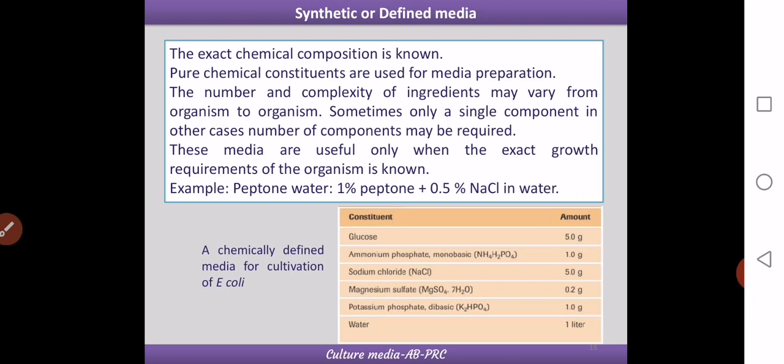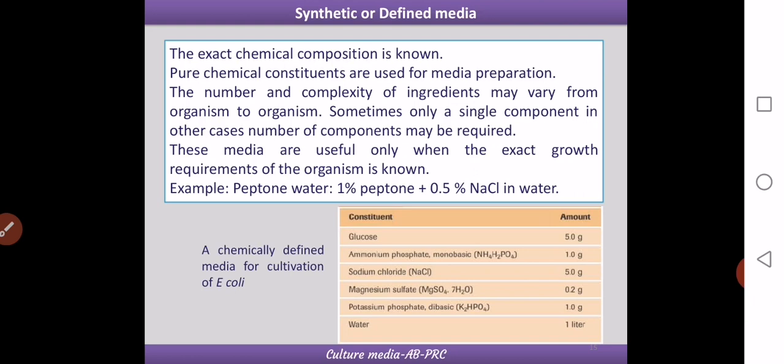You can see an example, peptone water is a very widely used example for cultivation of various organisms. The second example is provided for the cultivation of E. coli. You can see glucose is provided. It's simply a carbon source and could also be an energy source. Then ammonium phosphate, sodium chloride, magnesium sulfate, potassium phosphate, etc. are there. So this is a defined media. The exact composition is known.